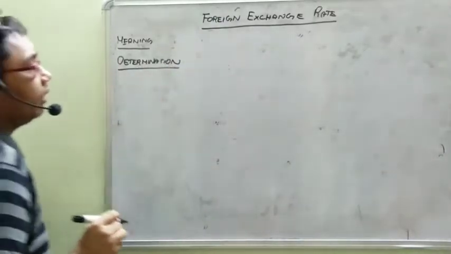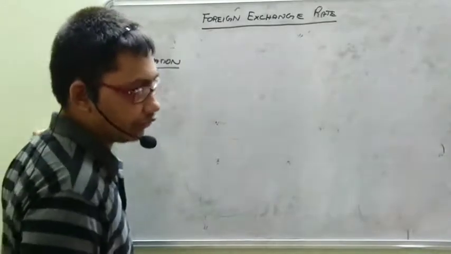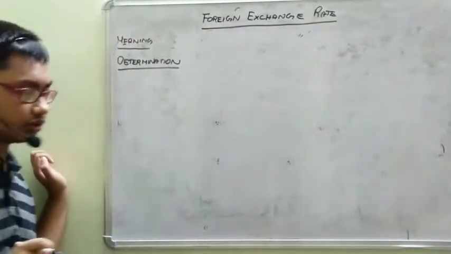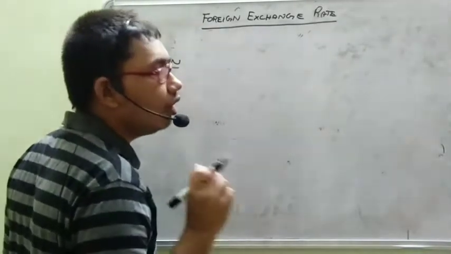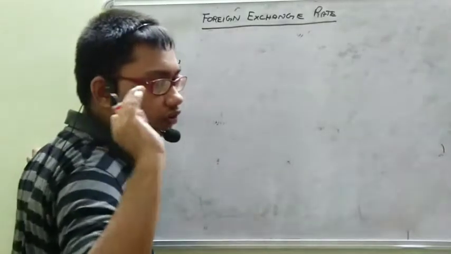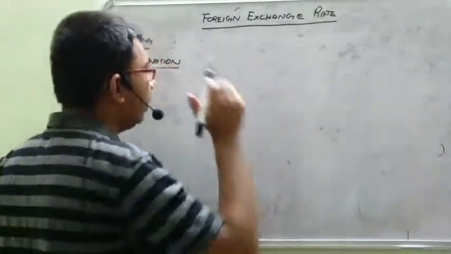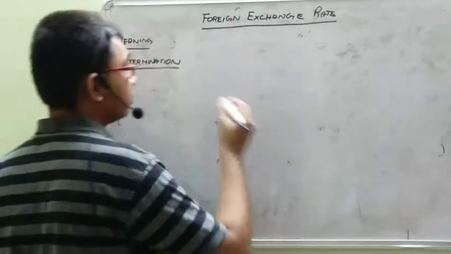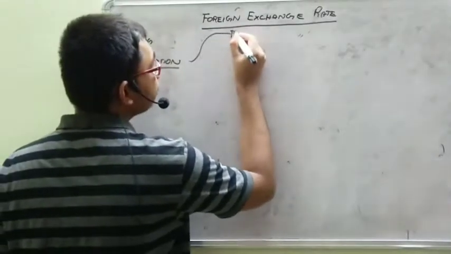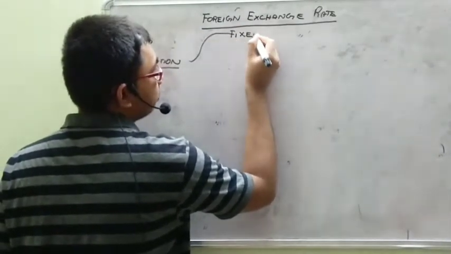How do we determine or fixation? Okay, let's take fixation or determination. How is it determined? There are three ways to determine the foreign exchange rate. Three ways of managing the foreign exchange rate. The first is the fixed exchange rate case.